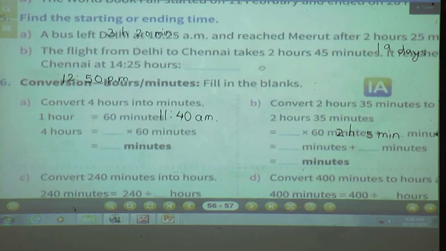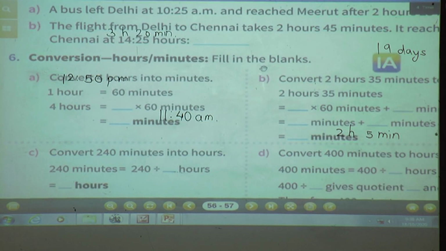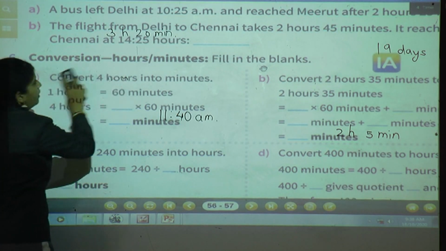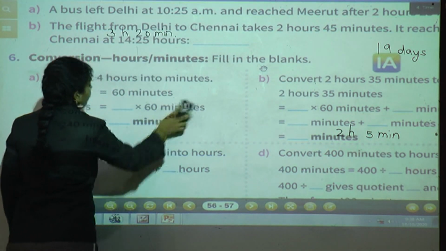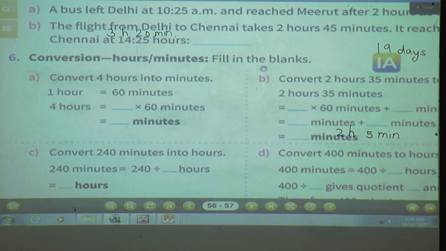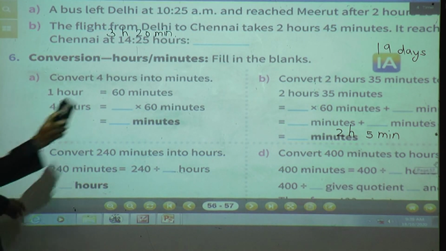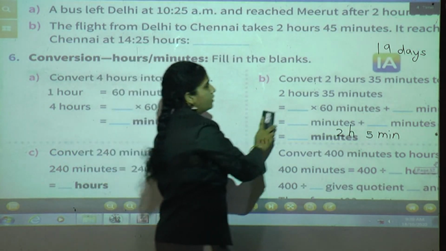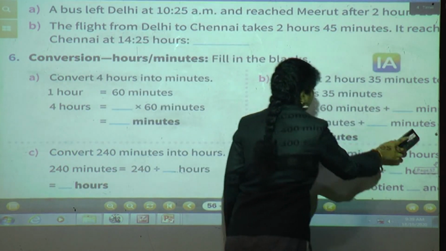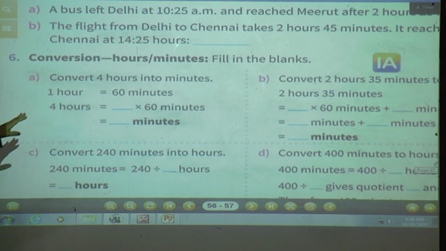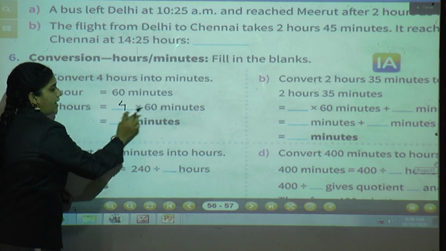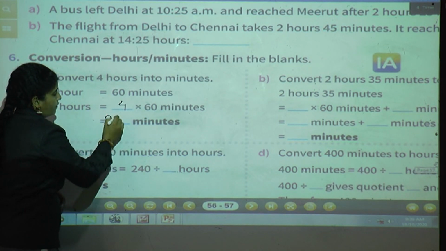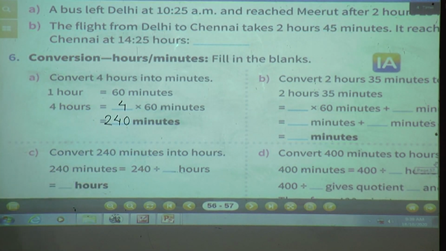Here students, see the 6th point, conversion of hours and minutes. Fill in the blanks. See, convert 4 hours into minutes. You know that 1 hour is equal to 60 minutes. Very good. Now here 1 hour is equal to 60 minutes. That means 4 hours is equal to 4 multiplied by 60. Good. So after multiplying this, we can write 240 minutes.